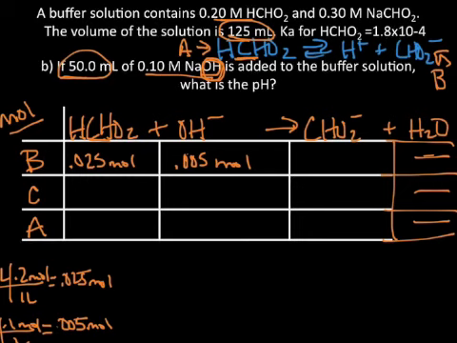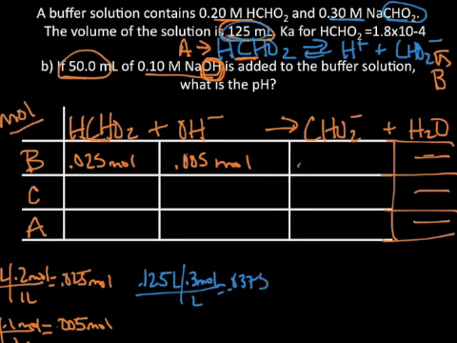And then my last one, let me change color here so I can keep track of what's going on, is my CHO2 minus. So I have 0.3 molar, and I still have 125 milliliters. So 0.125 again, liters. And I have 0.3 moles per liter. And that gives me 0.0375 moles. Okay, so now I'm ready to go ahead and do my calculations with my table here.